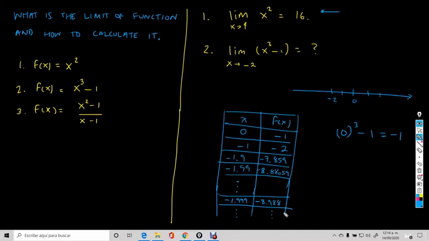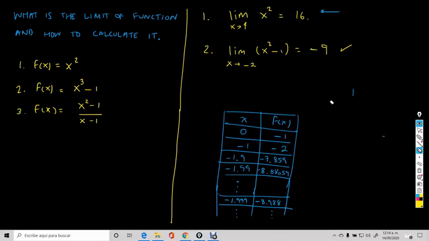It's going to be -9, right? As x approaches -2, we can see that f of x approaches -9. So that is our answer. Our answer is that the limit as x approaches -2 of this function, x cubed minus 1, will be -9. Okay, and this is the result or the answer. Okay, so far everything is perfect.